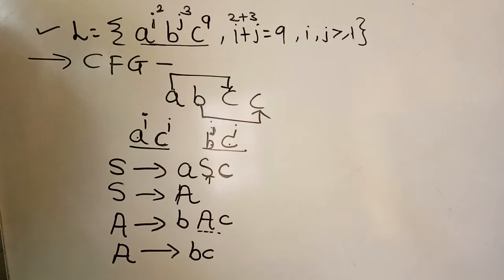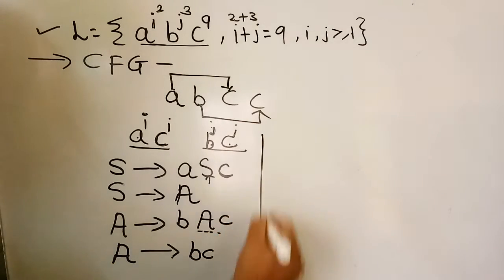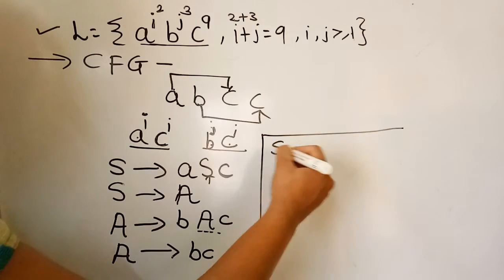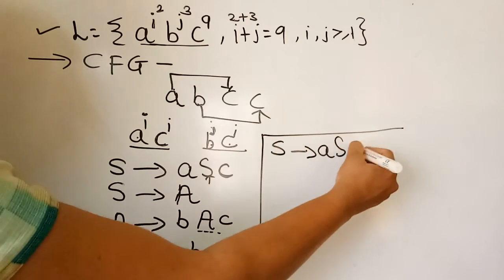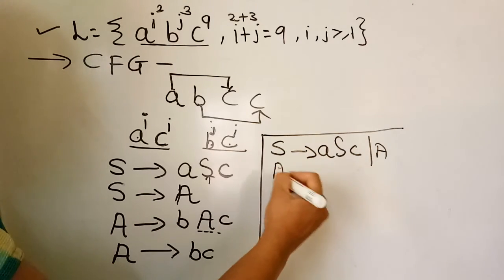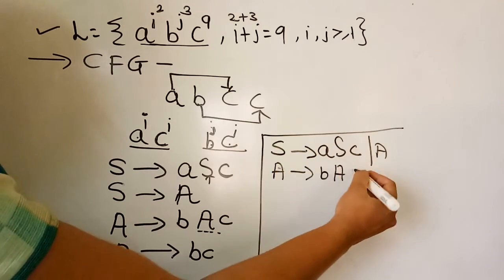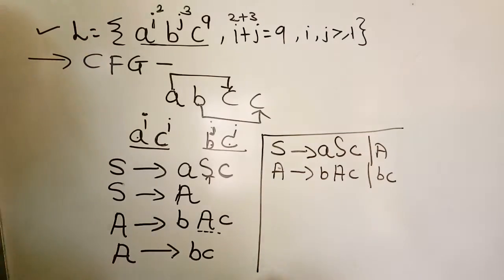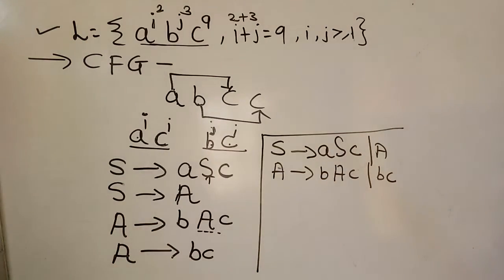Now what is our final context-free grammar for production? S is the starting non-terminal, so it is S gives ASC, and S gives again A. What is A? A is again giving BAC or BC. So this is the particular solution for deriving a string from this language.